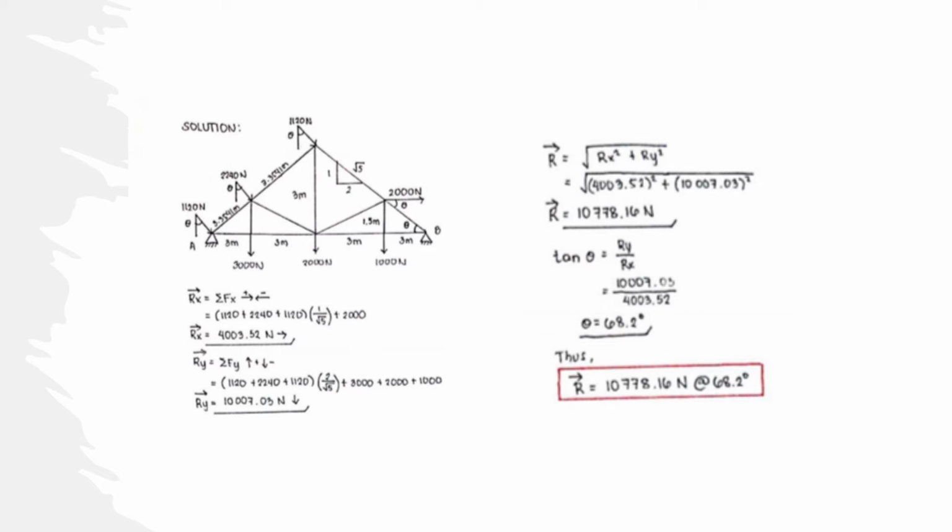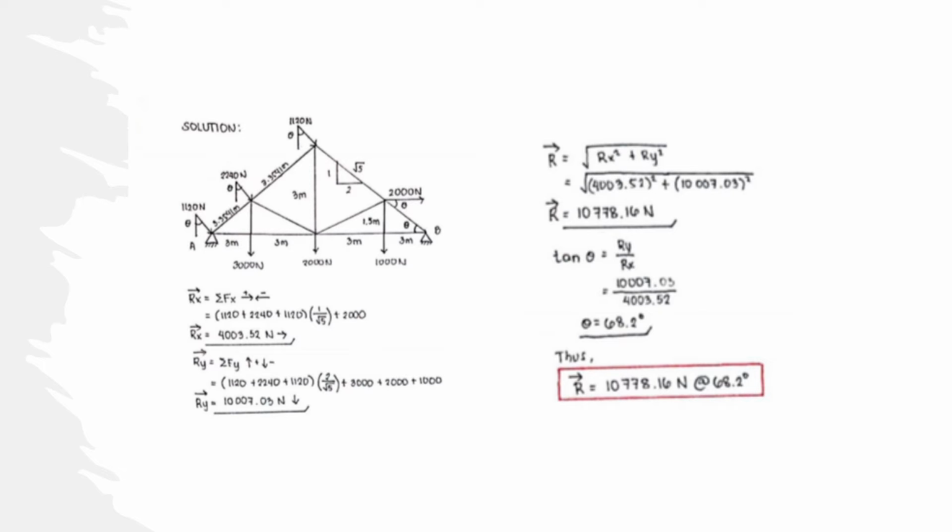1,120 plus 2,240 plus 1,120 times 1 over square root of 5 plus 2,000. So we get the value of Rx, which is equal to 4,003.52 newtons. And for Ry, it is the summation of forces in Y, which is equal to 1,120 plus 2,240 plus 1,120 times 2 over square root of 5 plus 3,000 plus 2,000 plus 1,000. Ry is equal to 10,007.3 newtons.